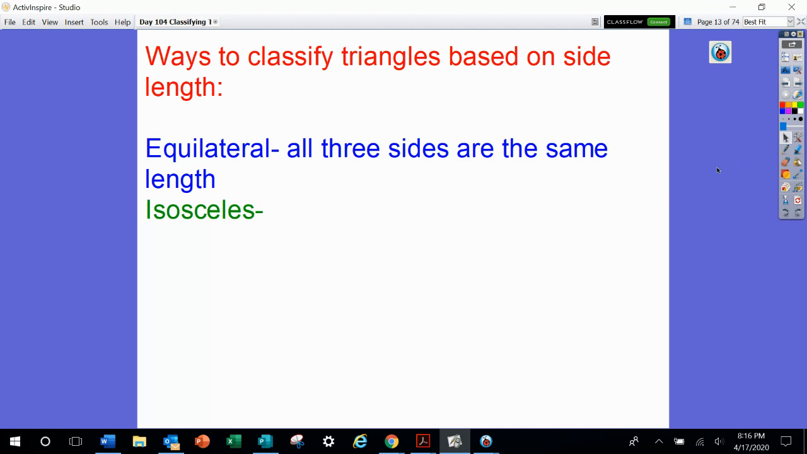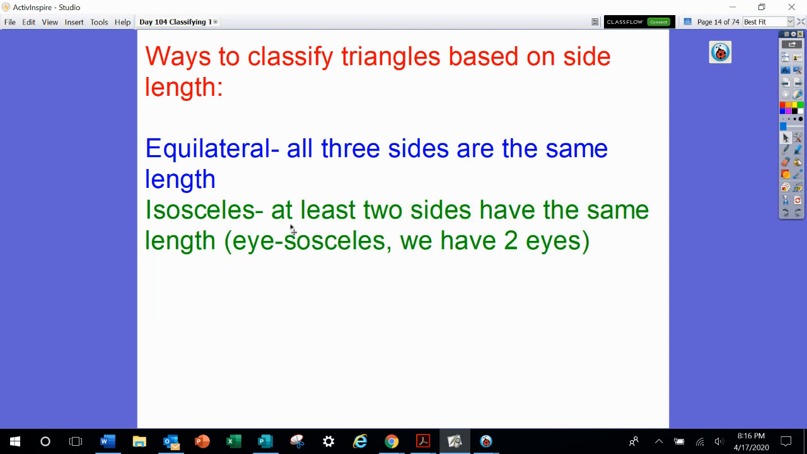Okay, we have an isosceles triangle. That's a second way to classify a triangle. One way that I remember that, well, first of all, let's all say that together. Isosceles. 3, 2, 1. Isosceles. One way I remember this is that I have two eyes.